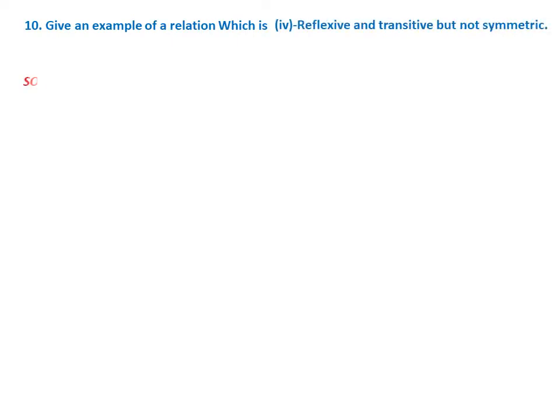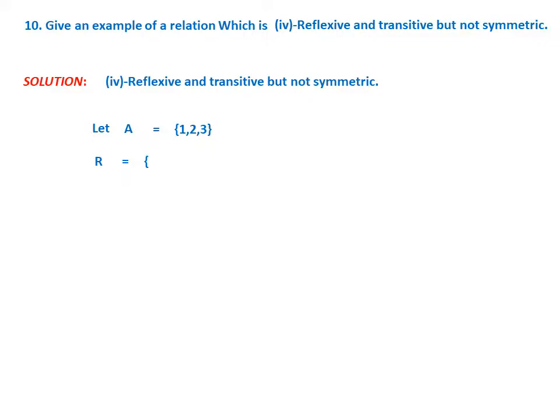Next, fourth part, reflexive and transitive but not symmetric. It should be transitive. So we can take A equal to {1, 2, 3}, R reflexive. Therefore there is no choice, you have to mechanically write the first three: (1,1), (2,2), (3,3). Then you have to think. It should be transitive. Therefore (1,3) is there.